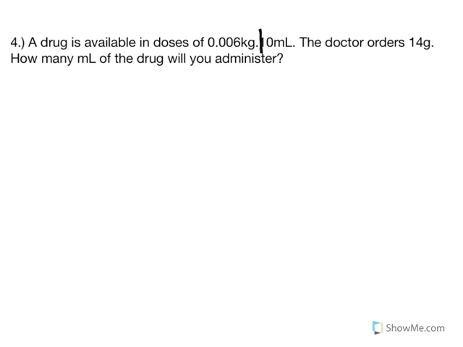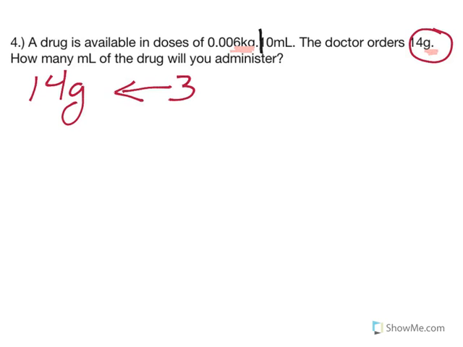We've got a drug that is available in doses of 0.006 kilograms per 10 milliliters. Sorry about that typo there. The doctor orders 14 grams. How many milliliters of the drug will you administer? Hopefully you recognize pretty quickly that this one is in kilograms and this one is just in grams. So we have both metric but different units here. The first thing I'm going to do is take these 14 grams and move my decimal 3 places to the left, because if I want to go from grams to kilograms, I've got to go 3 places left. That will give me 0.014 kilograms.